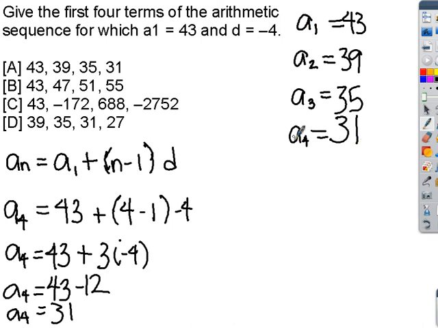And do we have that as an answer choice? Yep, it's A, right there. We did it. You did your first sequence problem. Way to go. Alright, number 2.